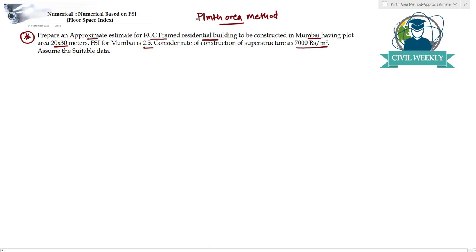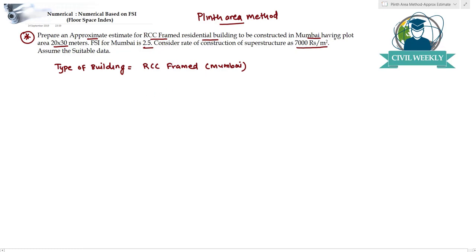So we are going to use the plinth area method. The basic thing that we need to calculate first is the plinth area. So what data is given to us? First, the type of building. The type of building is an RCC frame structure. It is a residential complex and in the Mumbai region. Okay, so this is the data which is given to us.